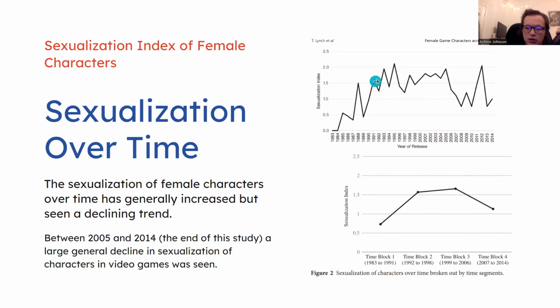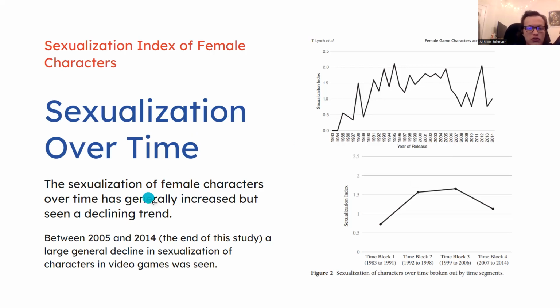If we take it one quarter at a time, from 2005 at this peak right here down to 2014, averaging this together, there is a decent, large decline in just the average sexualization index score of games per year, averaged.